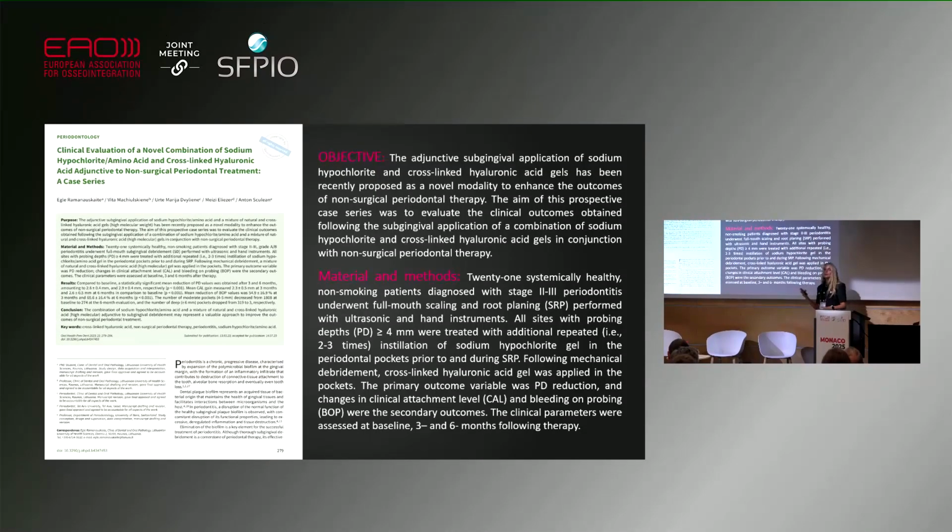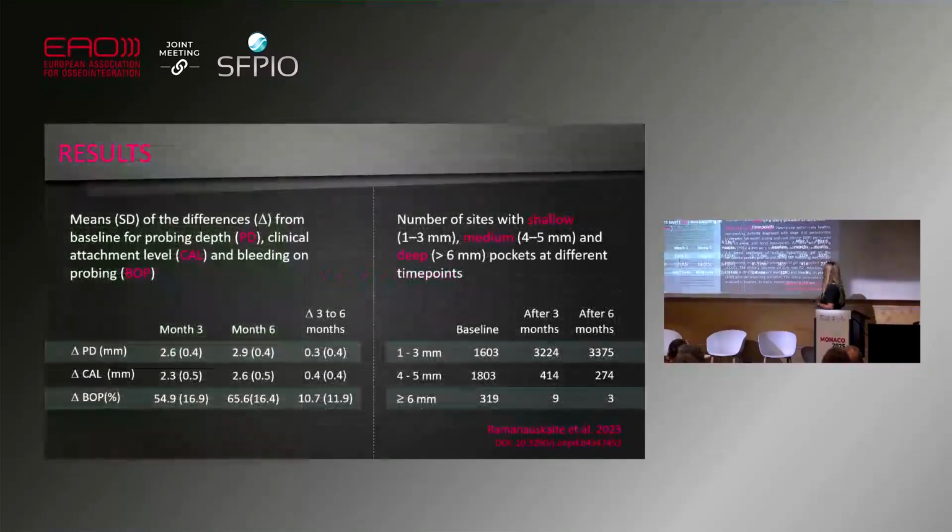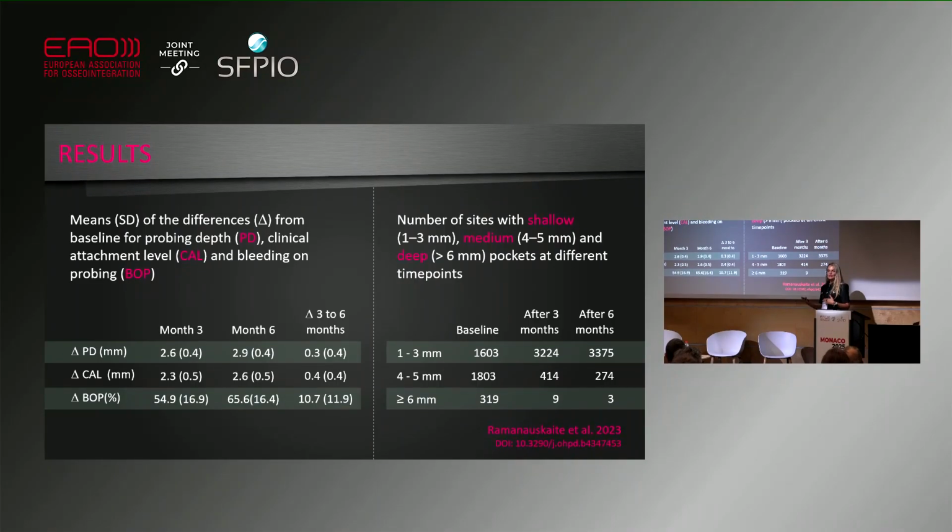So here we performed a clinical case series where we treated 21 patients with the clean and seal approach. We observed the patients for 6 months, and of course we saw significant improvements after 3 and 6 months compared to baseline. However, a very interesting observation was made that between 3 and 6 months, we still had significant improvements in all investigated clinical parameters. It means the probing depth, clinical attachment level, and bleeding on probing were still getting better.